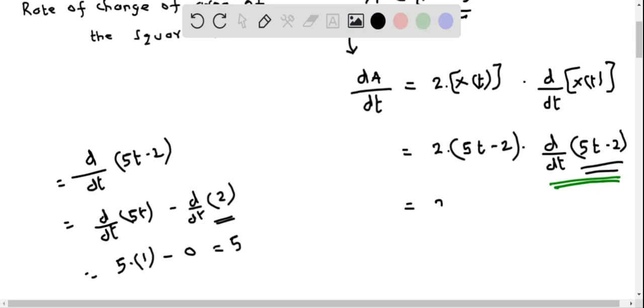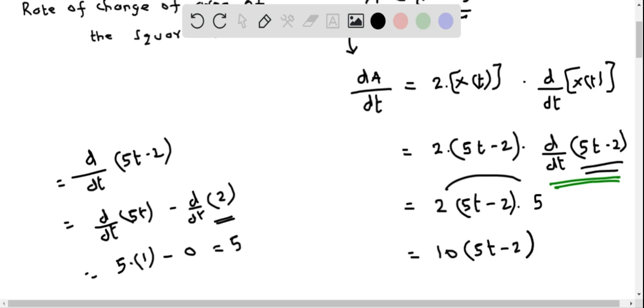So therefore this becomes 2 times 5t minus 2 times 5. We then multiply the numbers: 5 times 2 is 10, and we get 10 times 5t minus 2. So this is the final expression for the rate of change of the area of the square: 10 times 5t minus 2.